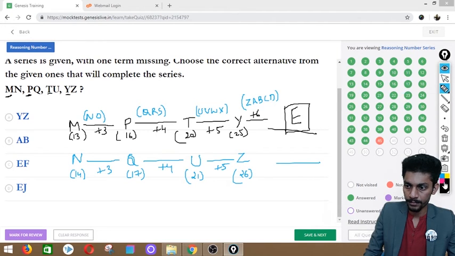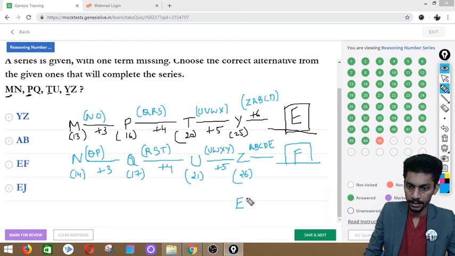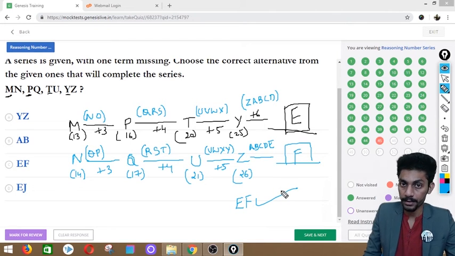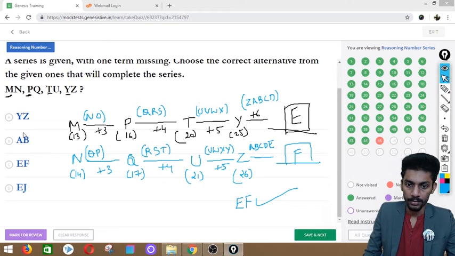What about here? Here N, O, P is skipped. The next letter Q is written. Q, R, S, T are skipped and the next letter is written. U, V, W, X, Y, then it is Z. So 2 letters, 3 letters, 4 letters, next would be 5 letters. Which are the 5 letters? A, B, C, D, E. Next letter is F. So the right answer is E and F. These kinds of questions are quite important in SSC CGL, so don't forget this.